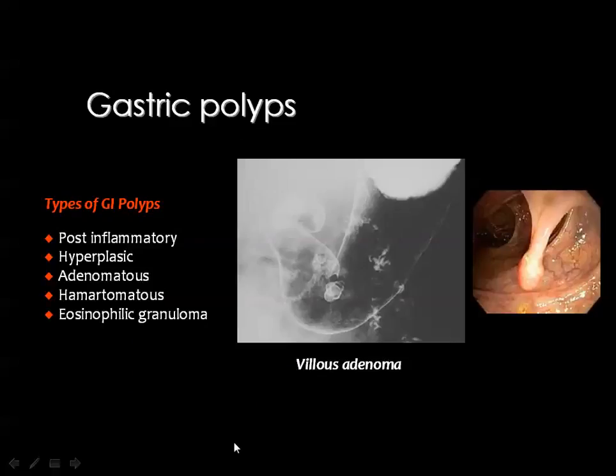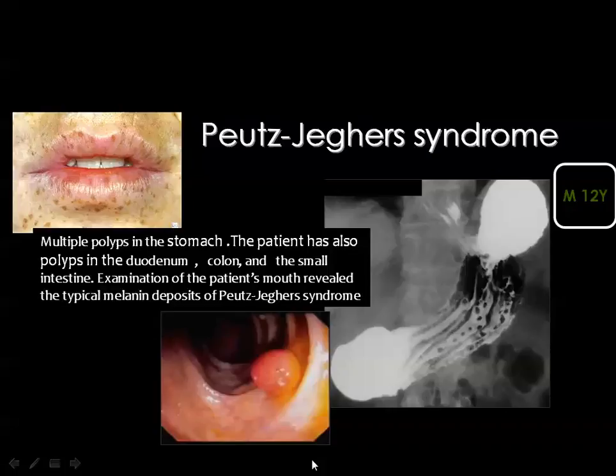Then we came to the polyps, and you know that polyps may be benign and may be malignant. One of the best criteria to differentiate benign from malignant polyps is the presence of a pedicle. If the polyp is pedunculated, we assume that it is benign, but if it is sessile, it may be benign or malignant. These are the types of polyps: post-inflammatory, hyperplastic, adenomatous, hamartomatous, and eosinophilic granuloma.